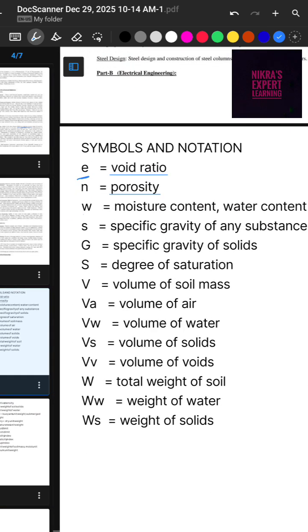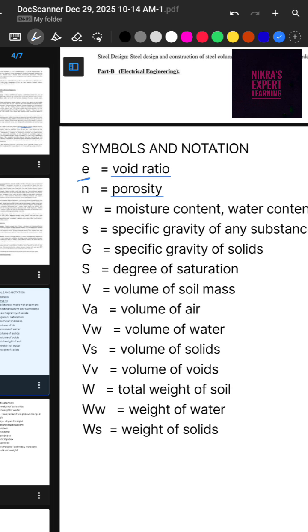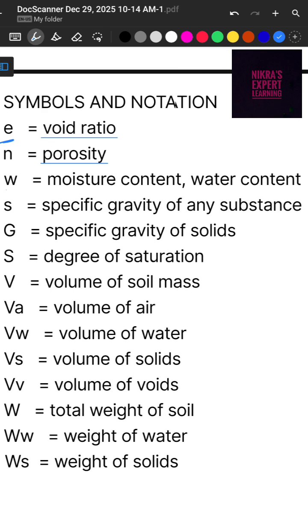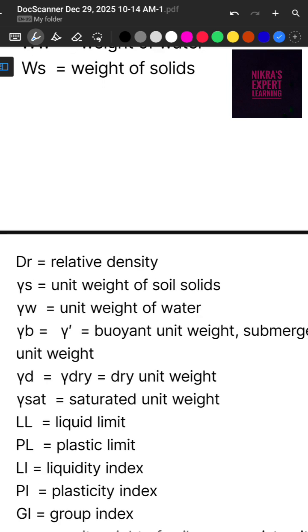Okay, so this is the entire symbol and concept notation in one single page. You can just take a screenshot of it. I'll just remove this. Okay, so this is the main concept of geotechnical engineering.